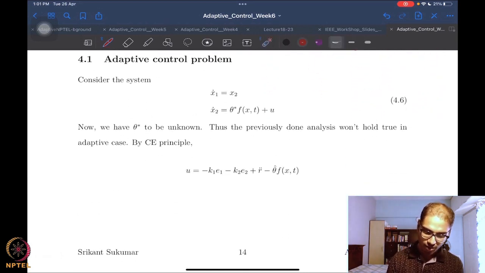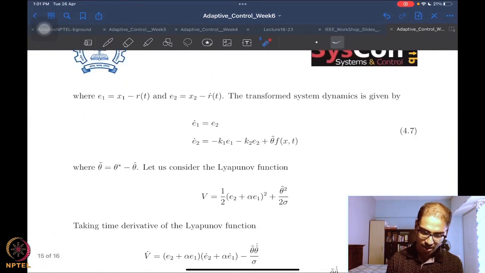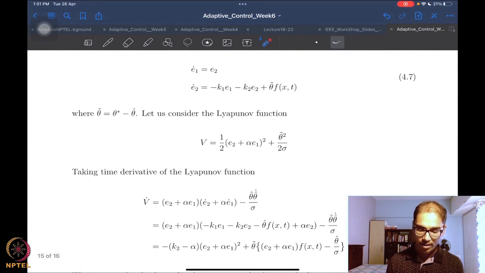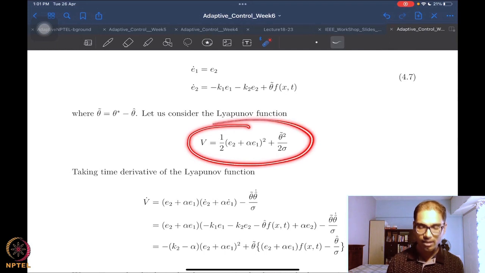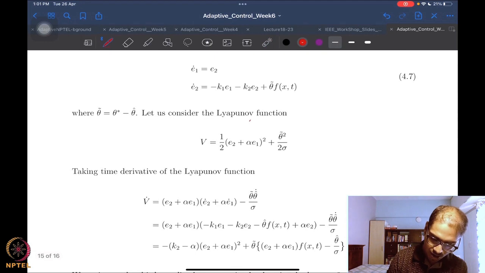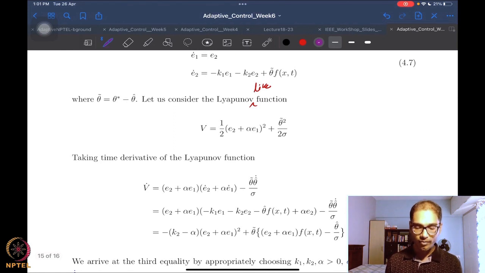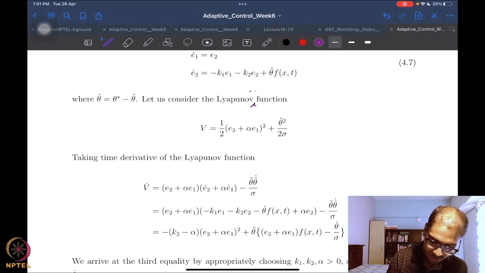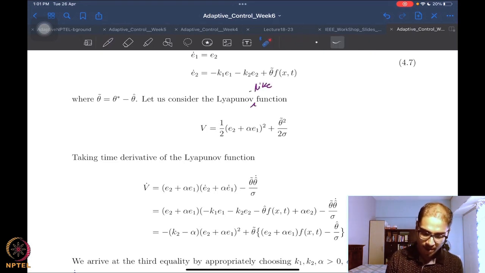We already had this sort of a control, and we already had the original dynamics. And of course, we had the error dynamics, which was exactly like this. Now, instead of choosing k1 e1 squared plus e2 squared, we choose this as a Lyapunov-like function. I will not call it a Lyapunov function, it is a Lyapunov-like function, because this is not a positive definite quantity.